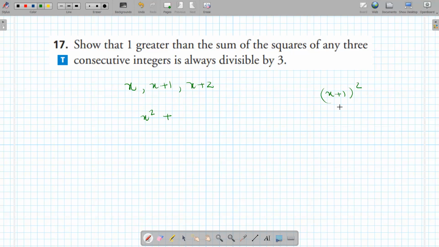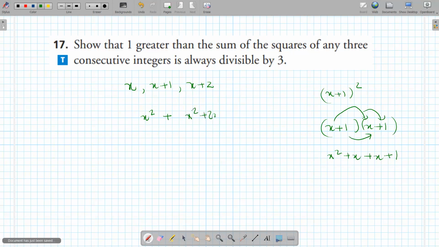Is it just x squared plus 1? No, it's not. I'll show you why it's not. That's a common mistake. Anytime you have a square, that means you're multiplying with yourself, right? You're going to see there's a third term here. X squared plus x plus x plus 1. So it's going to be x squared plus 2x plus 1.